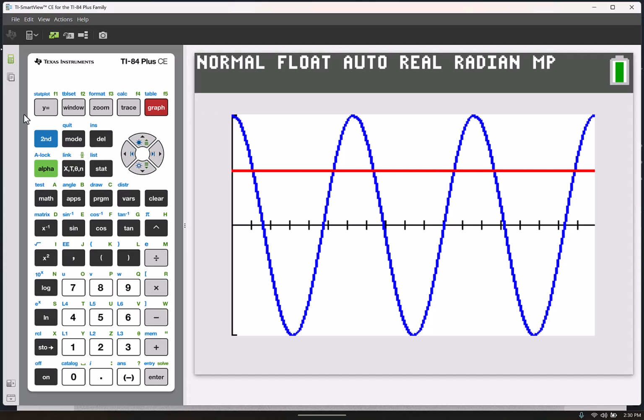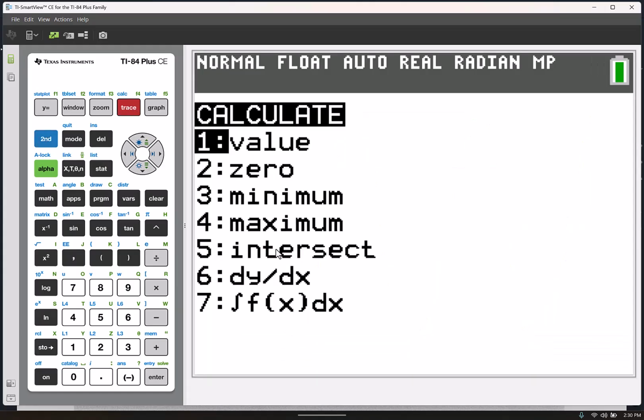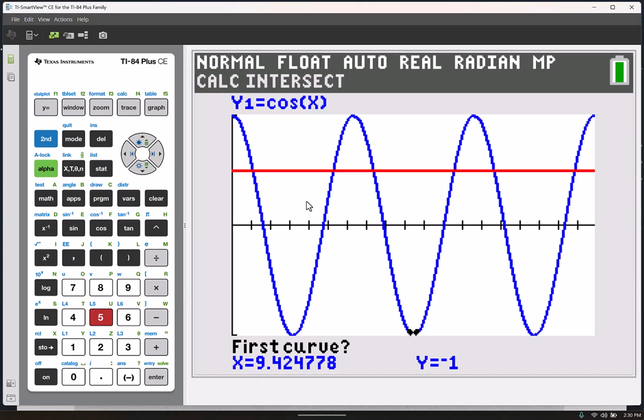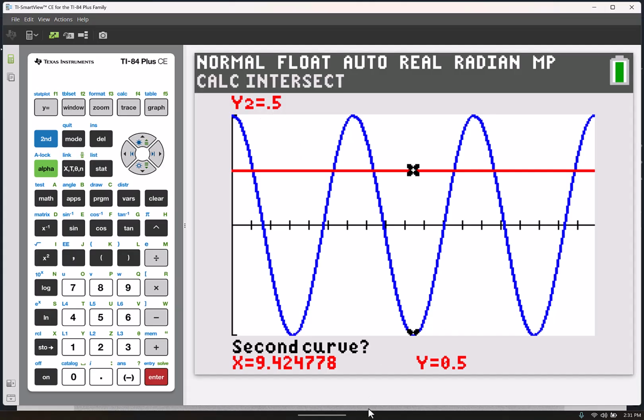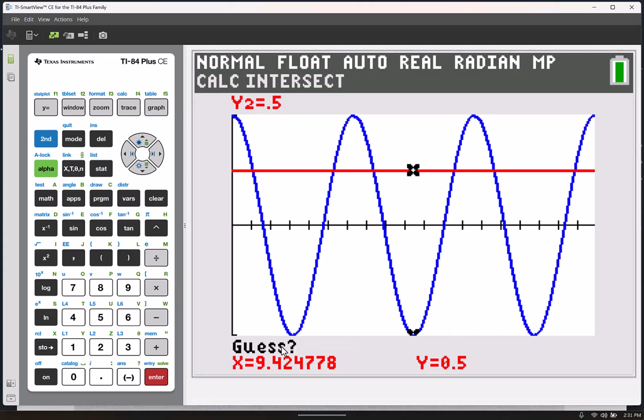Just listen, just see. You're going to be doing this a lot, so don't worry about this one right now. Second, calculate number 5. I'm just going to tell the calculator, tell me where they intersect. And it's going to say, is your first curve cosine x? Yeah, it is. Enter. Is your second curve that 0.5? Yeah, it is 0.5. Enter. It's going to say guess, because there's a whole bunch of them. So when it says guess, really a better word should have been, which one do you want? So go to the one you want.